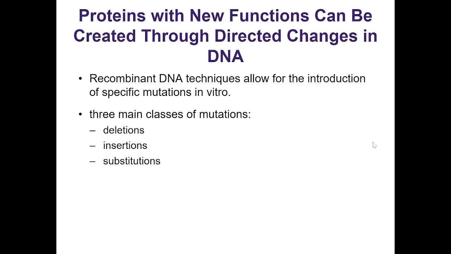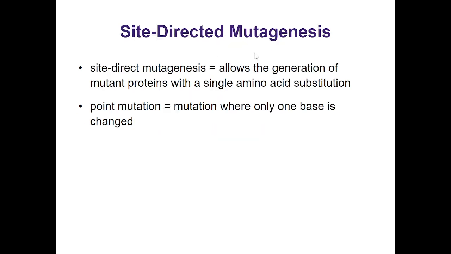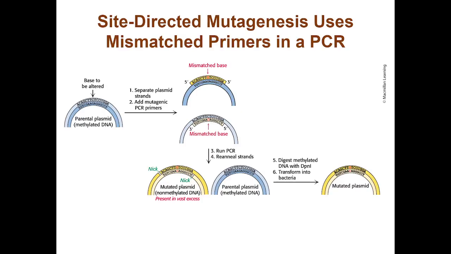So proteins with new functions can be created through direct changes in your DNA. Recombinant DNA techniques actually allow for the introduction of specific mutations in vitro. The three main classes of mutations are going to be deletions, insertions, and substitutions. You guys have all probably heard of that in genetics. Okay, fantastic. Site-directed mutagenesis is going to allow the generation of mutant proteins with a single amino acid substitution. Your point mutation is going to be the mutation where only one base is changed. Makes a lot of sense in terms of terminology, hopefully.